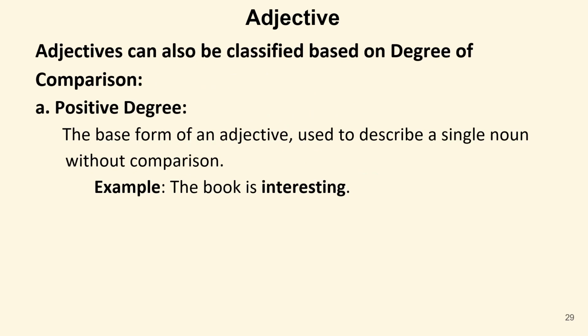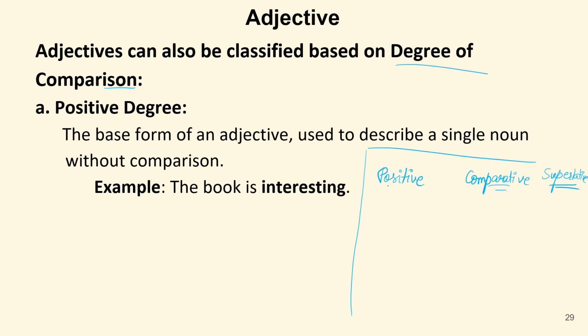Now, adjectives can be further classified on the basis of degree of comparison. Now, this part is again very important. What are degrees of comparison? So let's discuss the degrees of comparison. We have three degrees of adjectives. First, we have the positive degree of adjective. Then we have the comparative degree of adjective. And then we have the superlative degree of adjective. So here we have the word comparison. It means to compare something with something else.